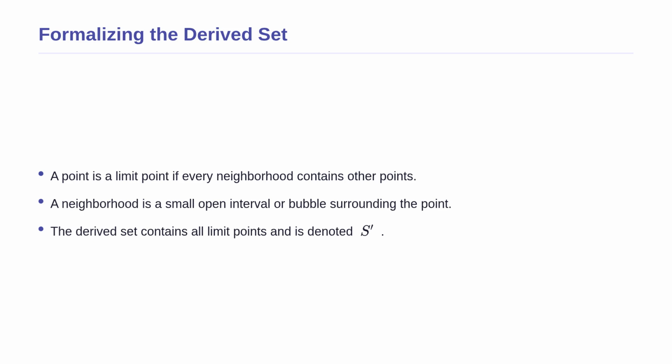Suppose we have a set of real numbers which we will call S. A point is considered a limit point of S if every possible neighborhood around it contains at least one point of S that is different from the point itself. Think of a neighborhood as a small bubble surrounding our point, no matter how tiny that bubble might be. The derived set of S is defined as the set containing all these limit points, and we denote it using a prime symbol, S prime.